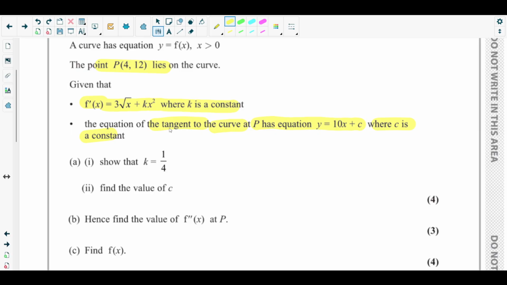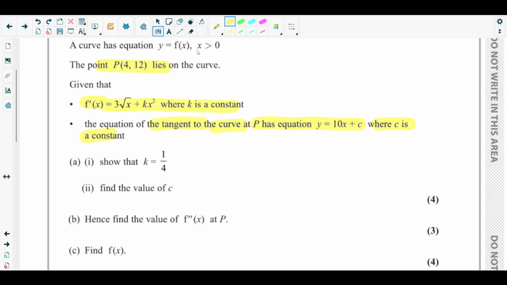Okay, we have the equation for the tangent. Now part A is asking to show that k equals 1 over 4 in section 1, and section 2 asks to find the value of c. So we have f dash x, the derivative of f of x, and the equation for the tangent, and also we know the coordinates of the point P. From the equation of the tangent we can find out the gradient of the curve.